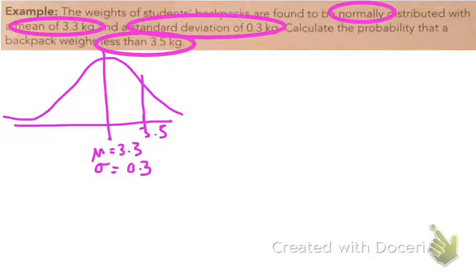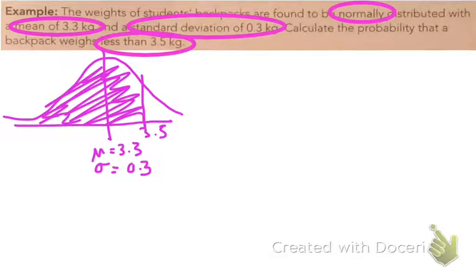And we want to find the probability that the backpack weighs less than 3.5. So I want that whole area below 3.5. So that's what it is that we're trying to find. So if I'm using my notation now, I'm going to write that as the probability that x is less than 3.5. That's what we want to find.